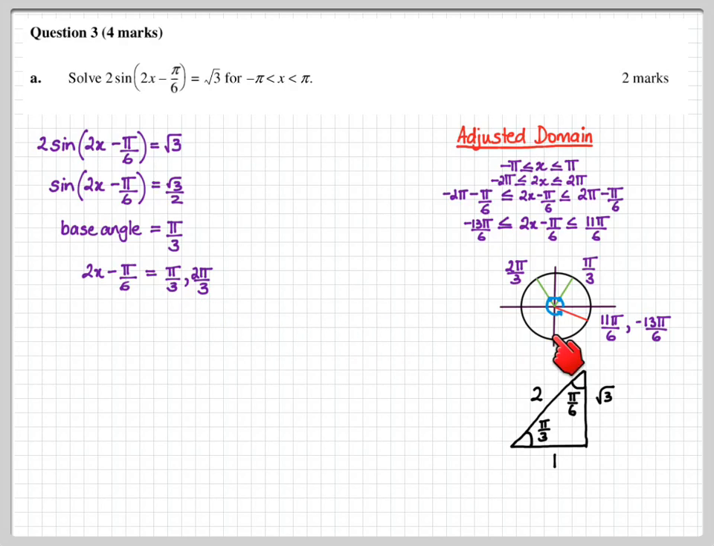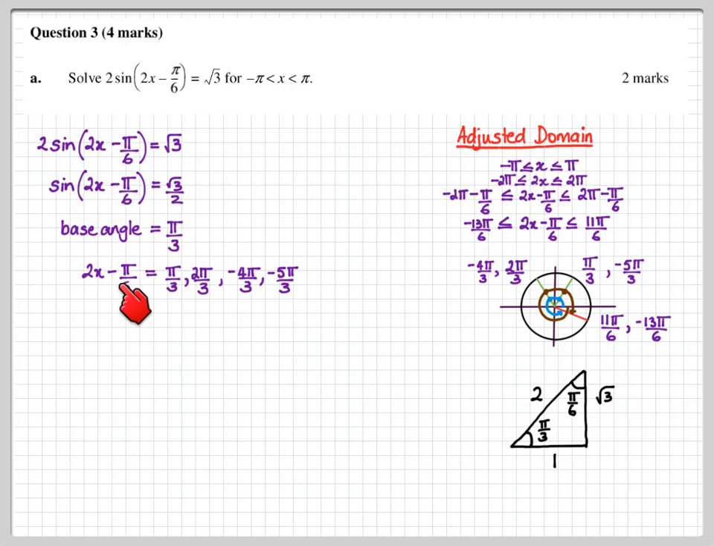But of course our domain is not just to 11 pi on 6 going anti-clockwise. We can also go clockwise to get some solutions. So let's do that. Going clockwise, we're going to go around this way, and we see that we've got a solution at this point, and then it stops at minus 13 pi on 6. But that's not 2 pi on 3 there, it's going clockwise around the unit circle, and that would be minus 4 pi on 3 and minus 5 pi on 3. So they're also solutions to this expression.